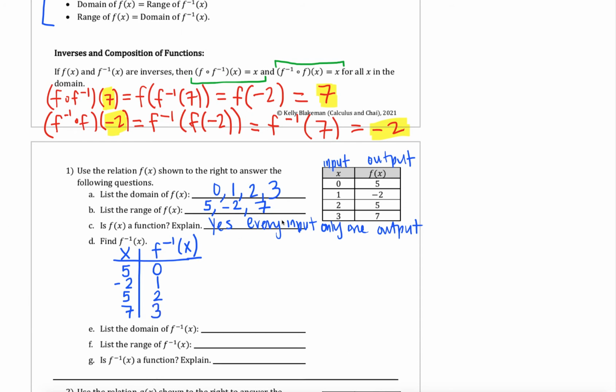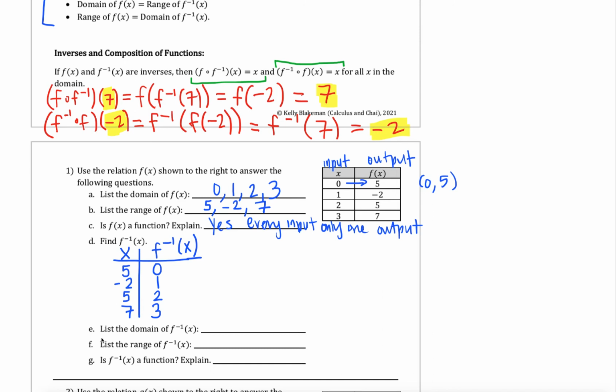So creating these when we have a t-chart, we are literally just flip-flopping the input and the output values. We do have to make sure that we're keeping them together though. So this 0 being sent to 5 is a coordinate pair of 0, 5. So when I flip-flop it, they still stay together as a pair. They wouldn't get mixed up with any of the other pairs on there.